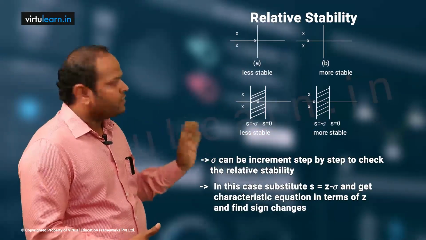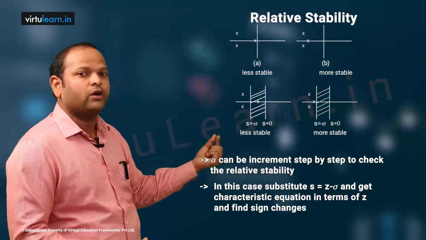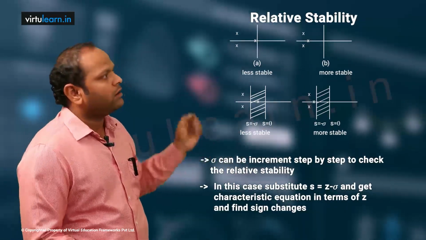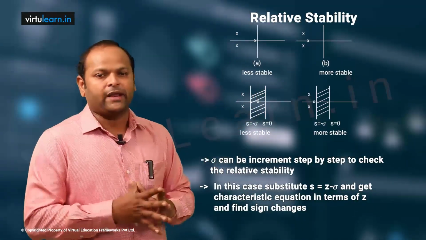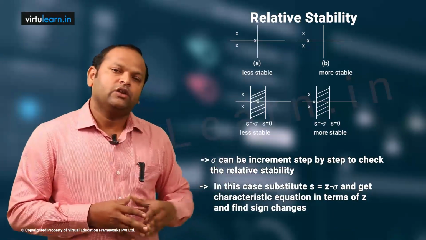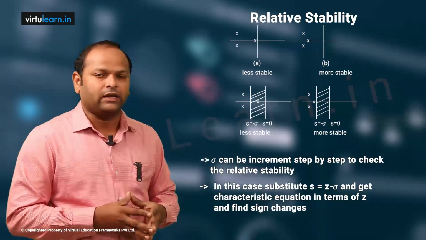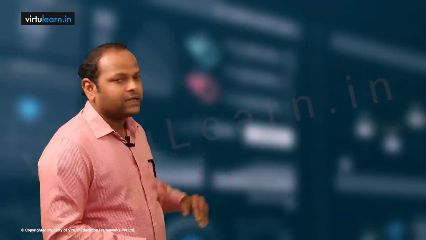left of this plane. So this axis can be slowly moved like this, then we can find out whether one or two poles are lying to the right of the s equal to minus sigma plane. So this way we can find out the relative stability using the Routh-Hurwitz criterion. To understand this concept, let us illustrate one example.